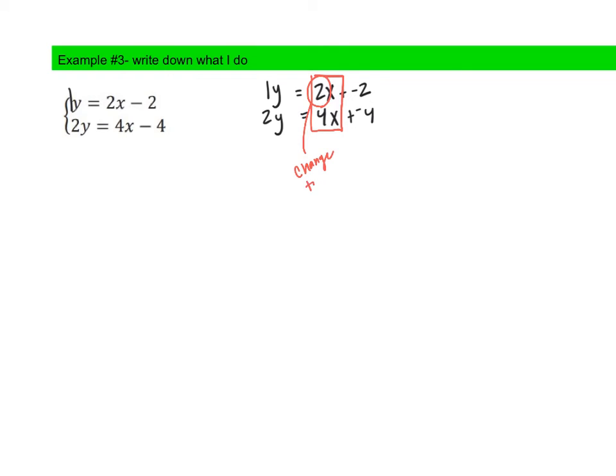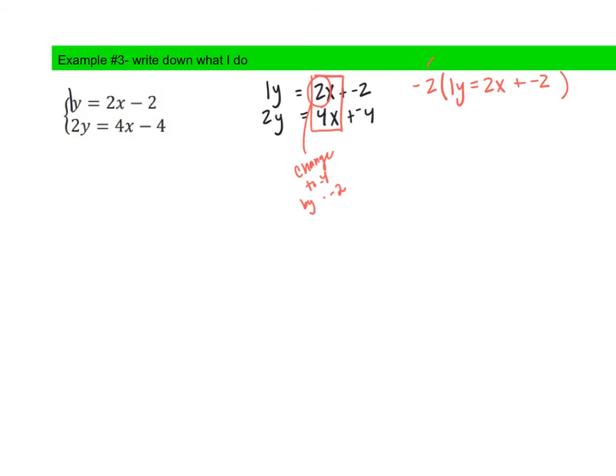I'm going to change it to a negative 4 actually, so it'll cancel with that bottom 4. And to do that, I just have to multiply it by negative 2, right? So that means I'm going to be multiplying that entire top equation by negative 2 to create a new equation.